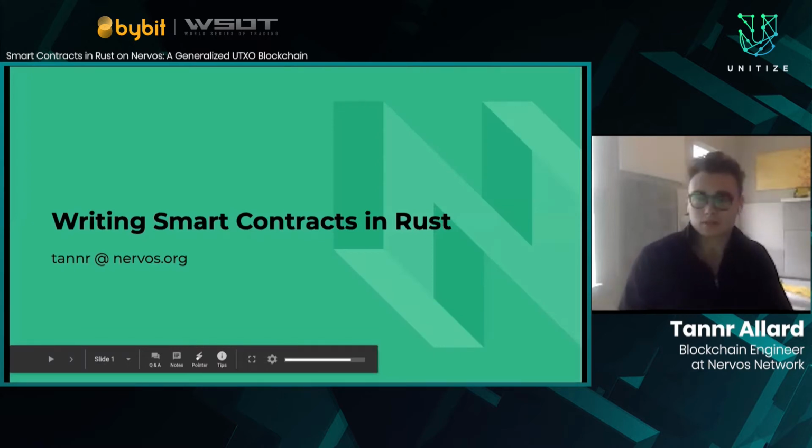My name is Tanner. I'm a developer at Nervos Network, and today I'm going to be going over writing smart contracts in Rust. So just a little background. Nervos Network is a collection of protocols, and one of the biggest ones we have is called Common Knowledge Base, which is a layer one blockchain. We call it CKB for short, and it's a multi-asset store of value blockchain.